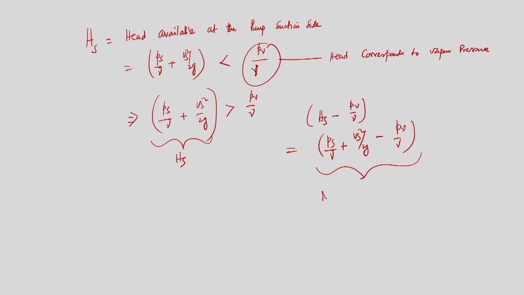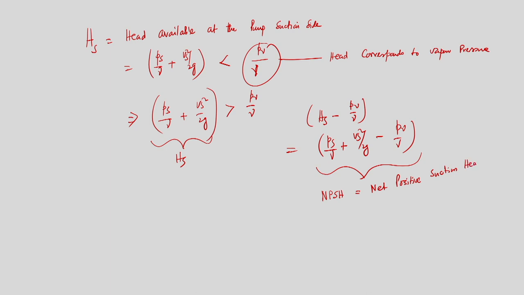This quantity is known as net positive suction head, or NPSH. This is a very important quantity that I have written in the beginning of the lecture in the title. So this is known as net positive suction head. That is, the total positive suction head available is the net positive suction head.